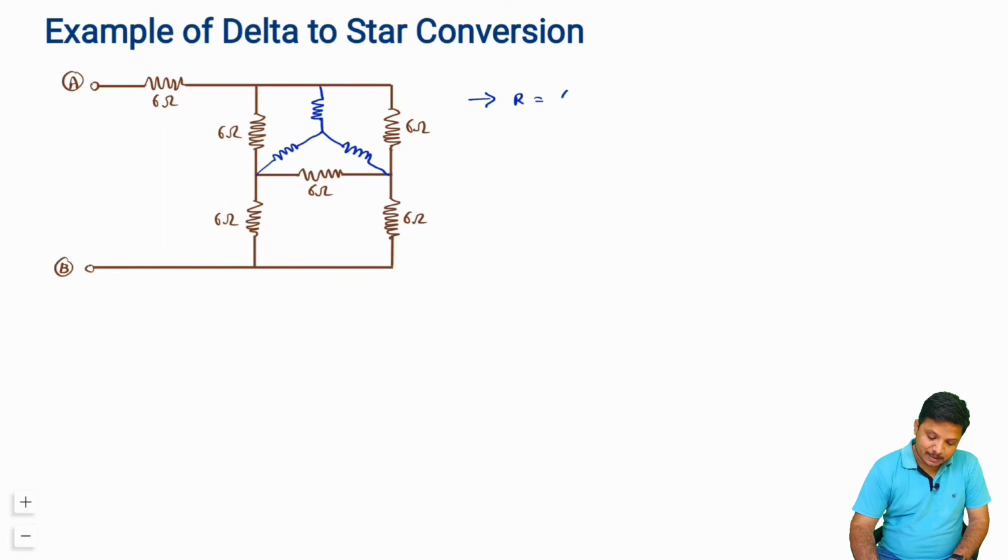So that will be 6 into 6 divided by the addition of all 3 resistances, so that will be 6 plus 6 plus 6. So this is 36 by 18, meaning 2 ohm resistance, right? So this resistor is a 2 ohm resistor. So let me redraw this equivalent network again to simplify it further.